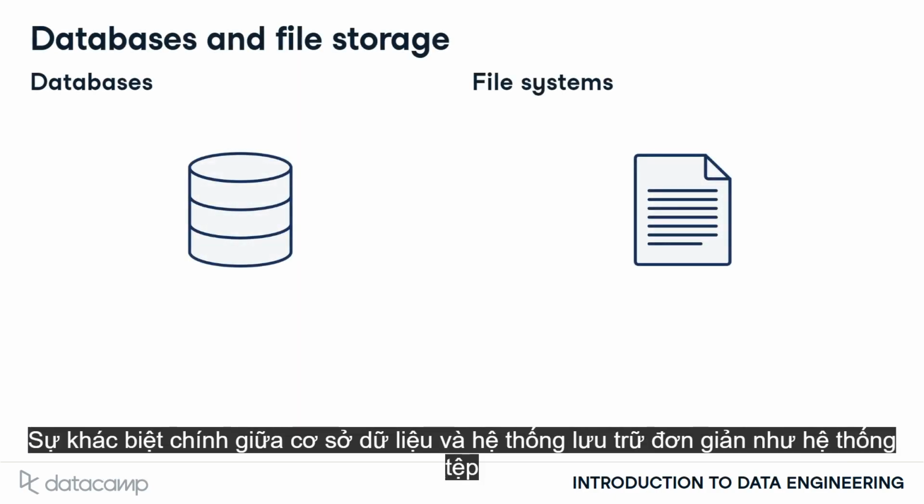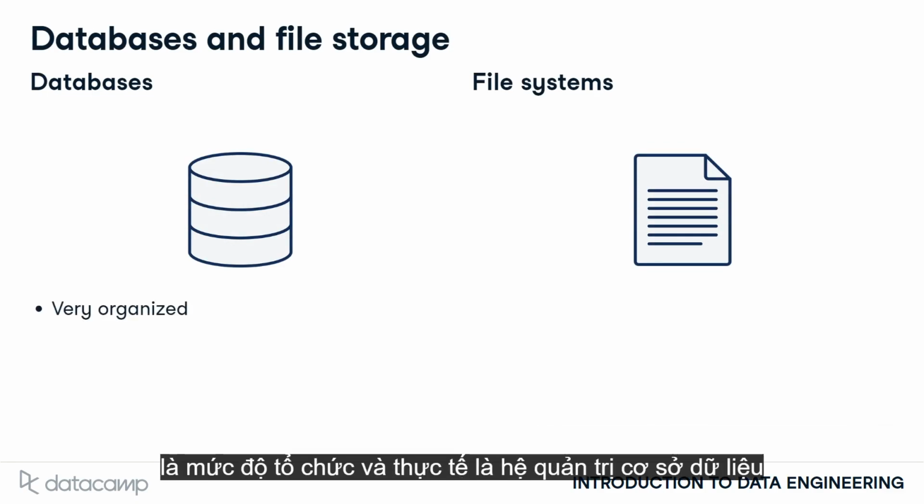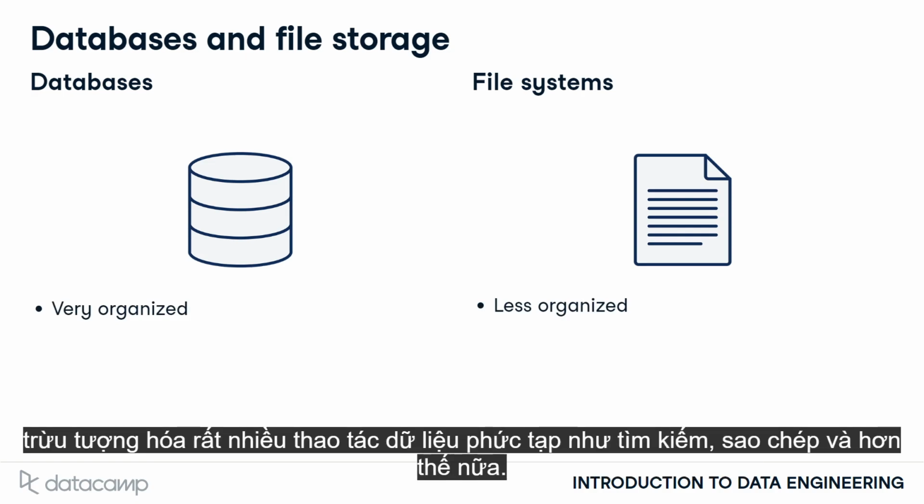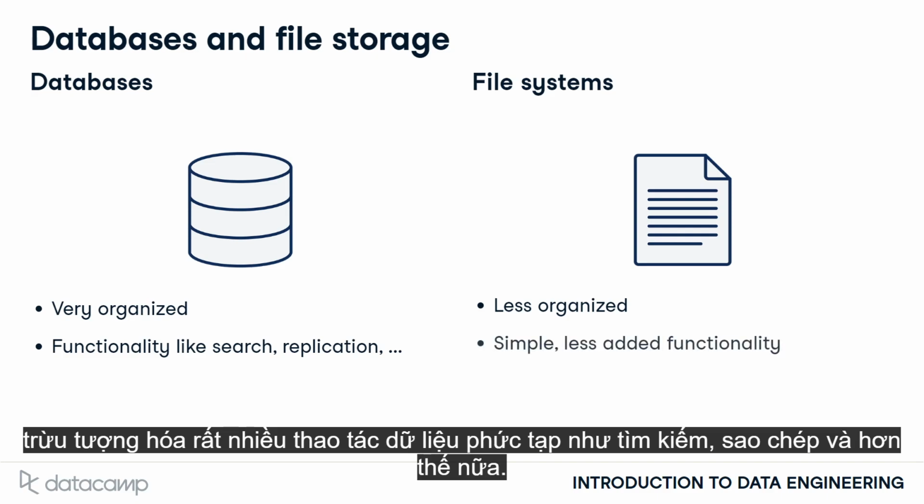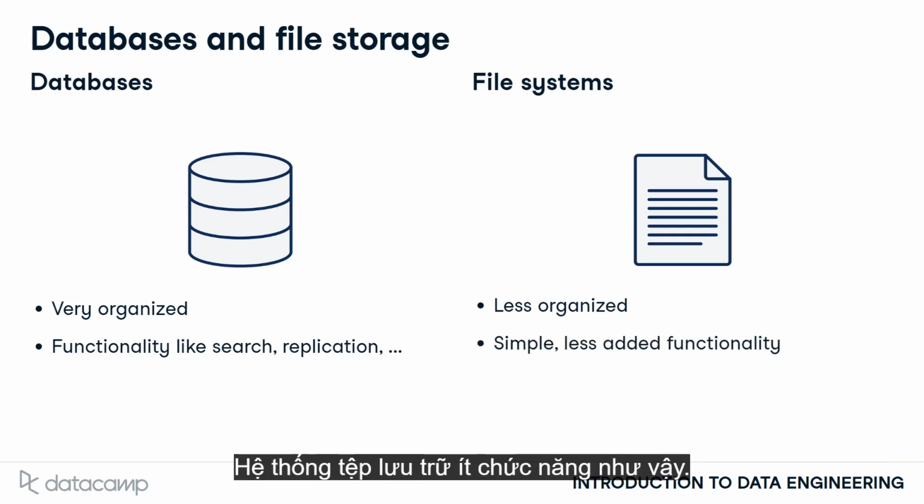The main difference between databases and simple storage systems like file systems is the level of organization and the fact that the database management system abstracts away a lot of the complicated data operations like search, replication, and much more. File systems host less such functionality.